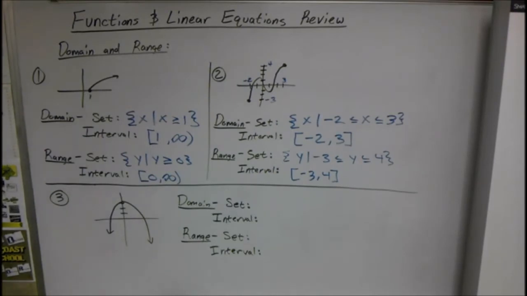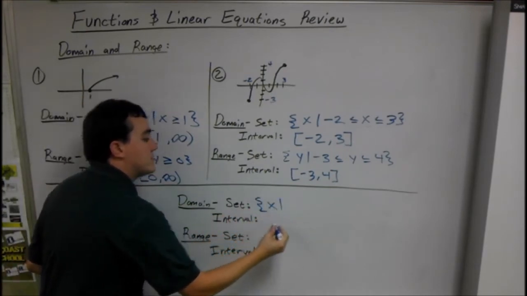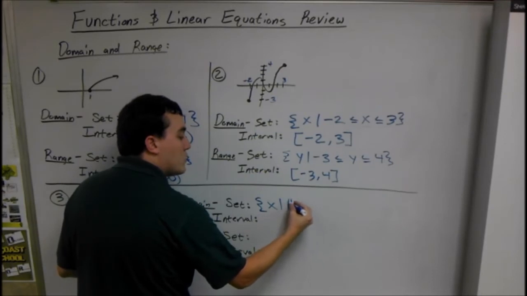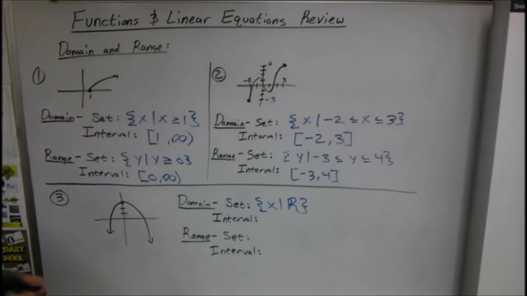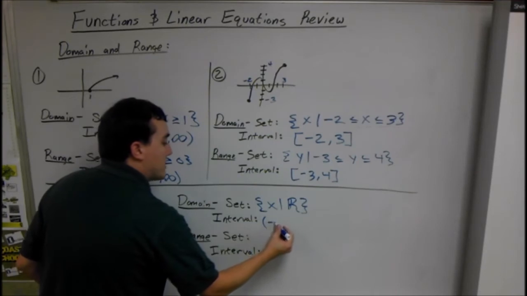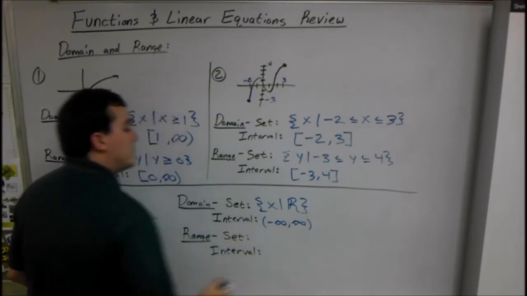Last one. Domain. For set notation, written same way, x exists. Well, this keeps going this way, and it keeps going this way, so it's all of them. How do we say that? It's all real numbers, right? Interval notation, you could say negative infinity, because that's our furthest value back this way, to positive infinity. So it's going to be negative infinity to positive infinity, just like that.